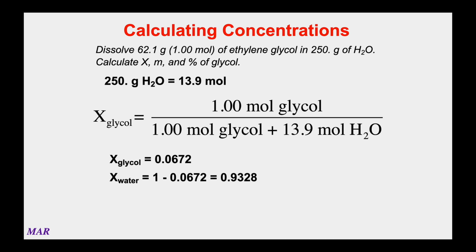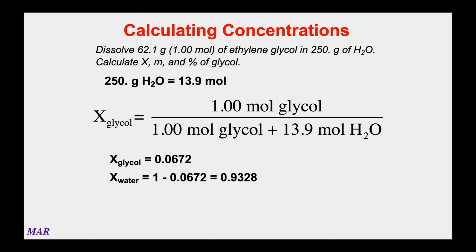So mole fraction of ethylene glycol will be moles of ethylene glycol divided by total moles. And total moles here comes from ethylene glycol and water. So mathematically, you would have 1 on the top divided by (1 plus 13.9). Make sure you put those moles in parentheses.